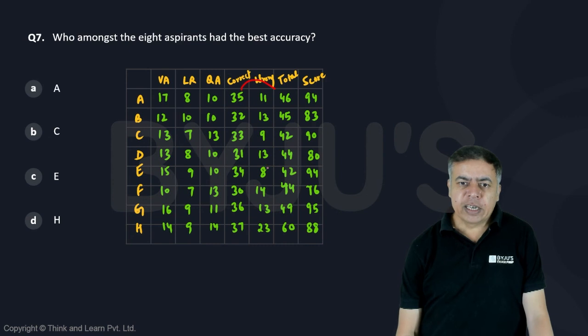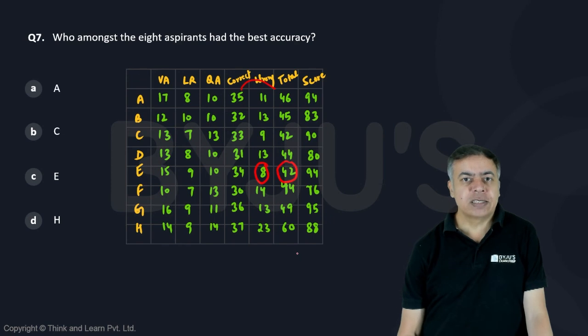Now you can see clearly that it is 8 out of 42. E has got only 8 wrong out of 42. Can you compare this as a percentage with any other? Because it is 9 out of 42, so this is gone, right? And these are many.